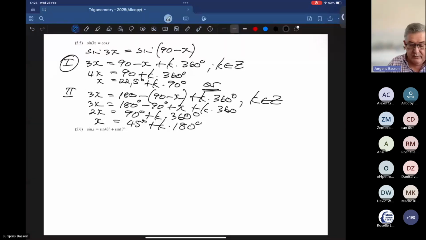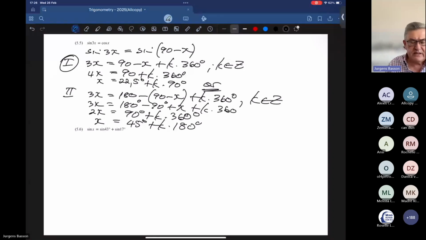So ladies and gentlemen, I'm at the last question. Sine x is equal to sine 43 plus sine 17. I ask to solve for x, or I ask for general solutions. Just not to waste too much time here, with that 43 and 17, you must find two angles. If you add them, they must give you 43. If you subtract them, they must give you 17.